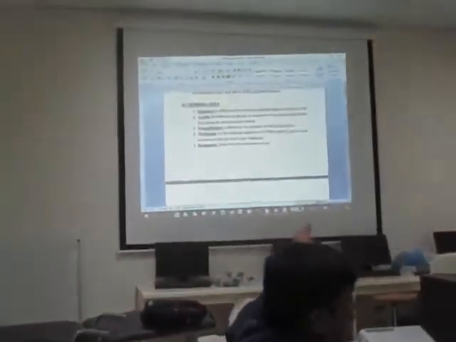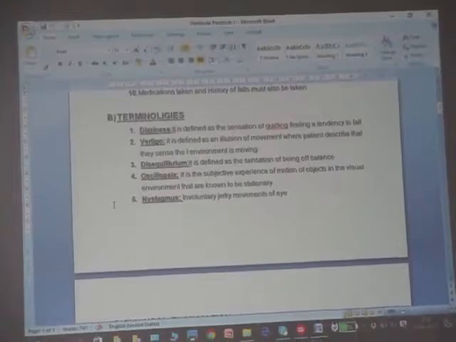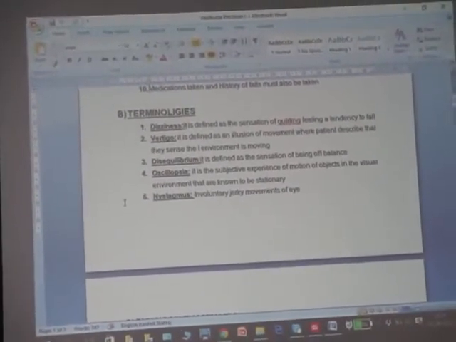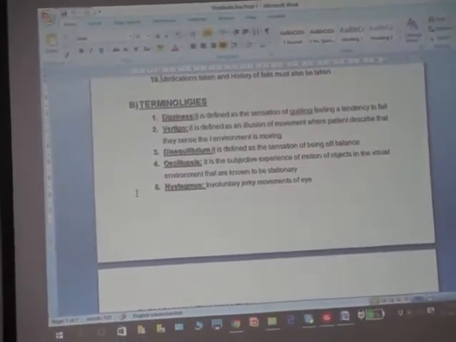First one is dizziness. Dizziness is defined as a sensation of a tendency to fall. The person will have a tendency to fall. Next is vertigo. It's an illusion of movement where the patient describes that they sense the environment moving. If you are sitting like this, you will feel that the environment is moving, but nothing is moving. He feels a false movement of the environment.